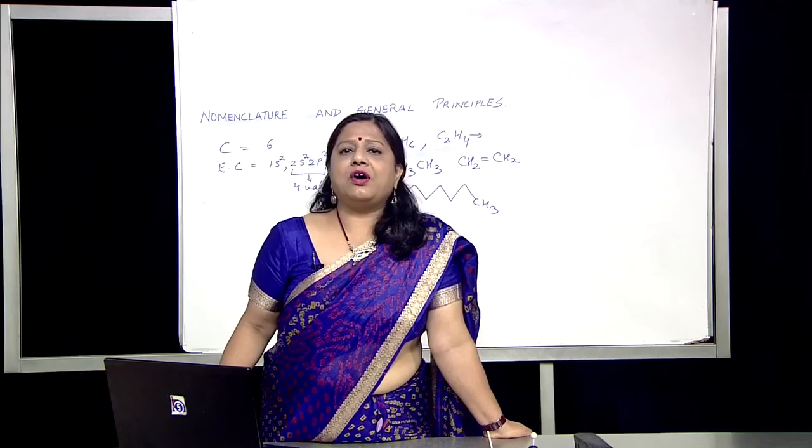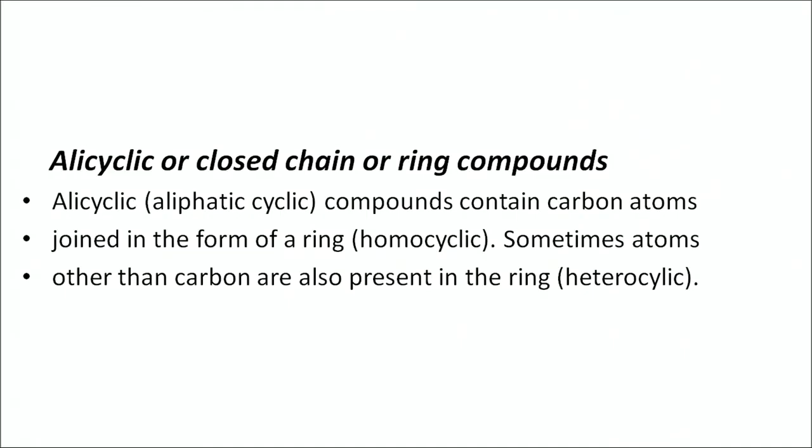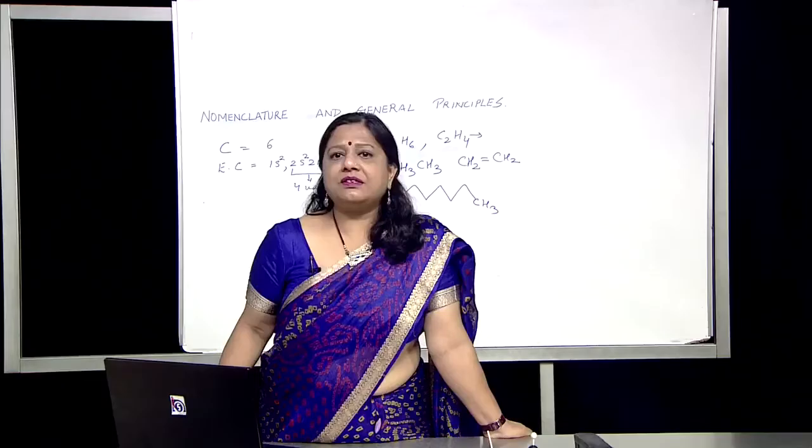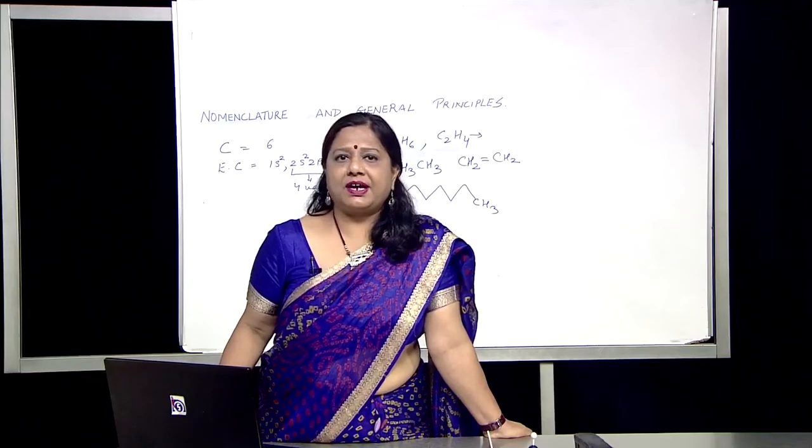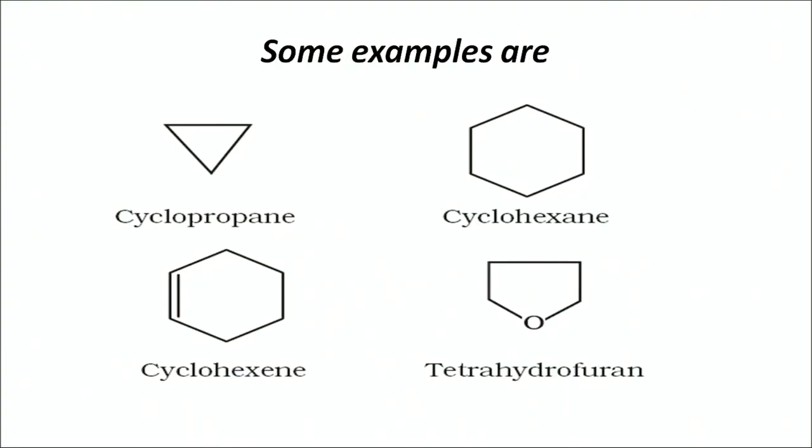Alicyclic or closed chain or ring compounds contain carbon atoms joined in the form of a ring, as I explained previously. Atoms other than carbon can also be present in the ring, which we call heterocyclic. These are a few examples: cyclopropane, cyclohexane, cyclohexene having a double bond, tetrahydrofuran, etc.